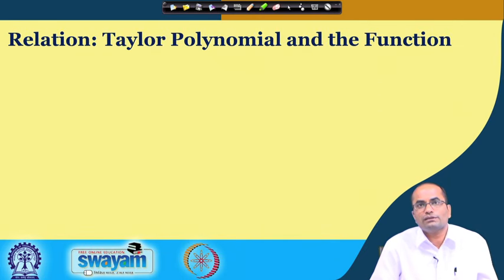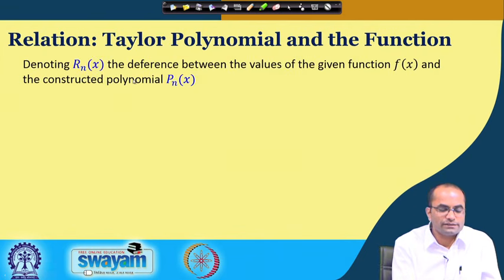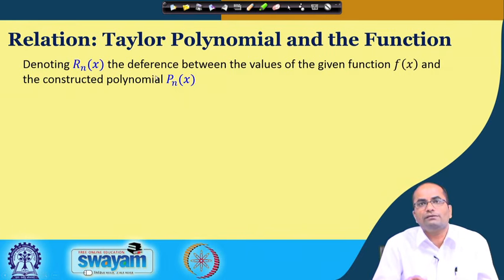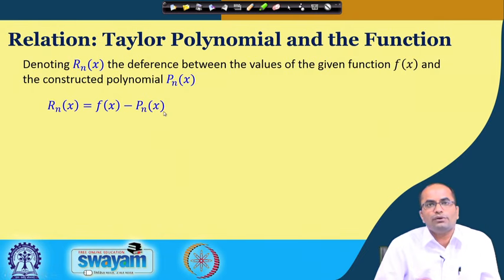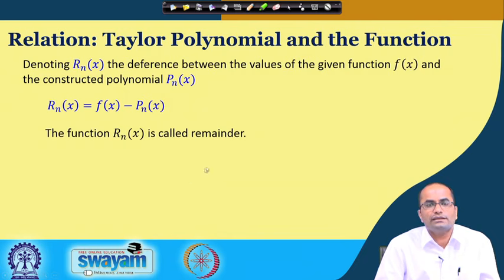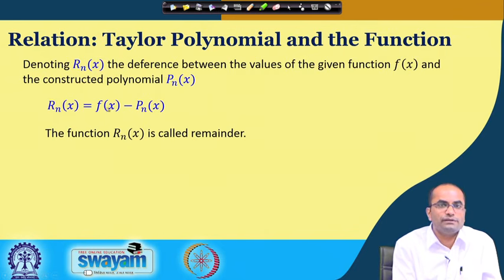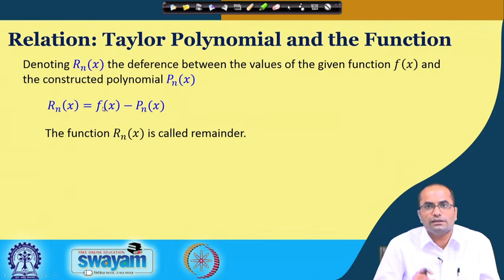So, what is the relation of the Taylor's polynomial and the function? That means, because this Taylor's polynomial was representing the function to some approximation. So, now we will denote this R n x as the difference between the values of the given function and the constructed polynomial P n x. In this case, the R n x is called the remainder, because this is the difference between the actual value of the function minus the polynomial value at the point x.